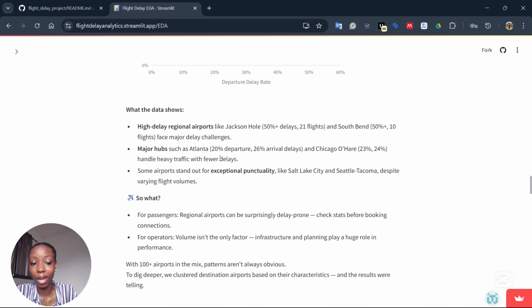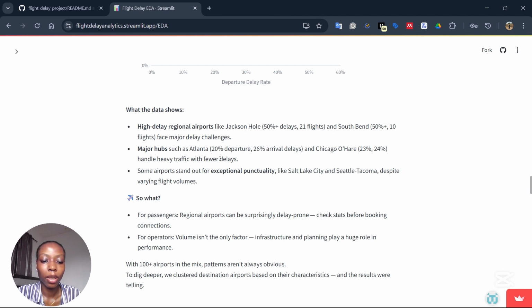So what, you'd ask? For passengers, regional airports can be surprisingly delay prone. Example, Jackson Hole and South Bend. Check your stats before booking connections. For operators, volume isn't the only factor. Infrastructure and planning play a huge role in performance. With over 100 airports in the mix, patterns aren't always obvious.